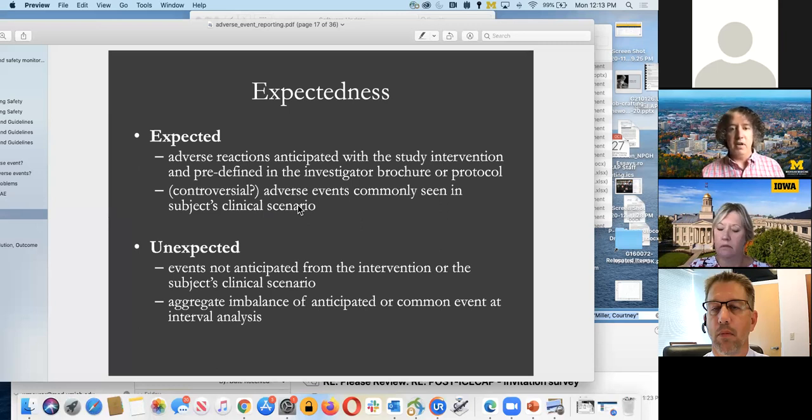Unexpected events are really not anticipated from the intervention or subject's clinical scenario, and again, those need to be accounted for carefully, but particularly in smaller early phase trials, may again be mostly noise and not necessarily signal.